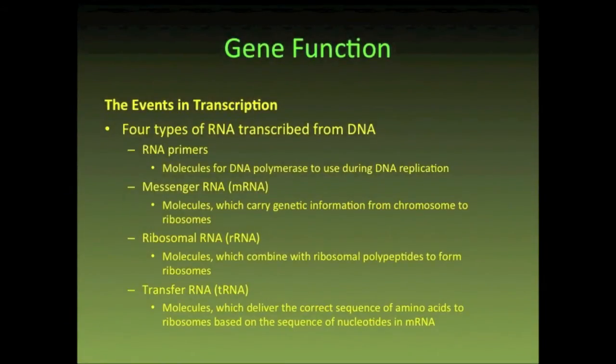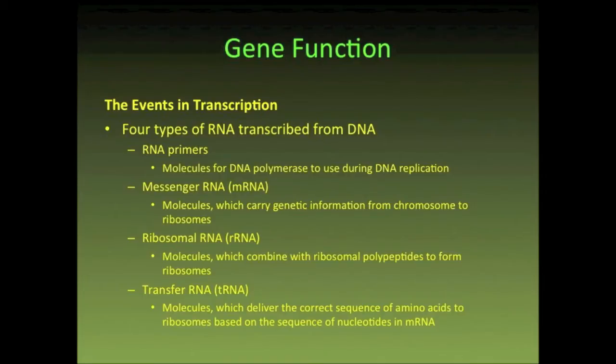Let's examine transcription in more detail. There are several types of RNA that can be transcribed from DNA. RNA primers are forms of RNA produced to allow DNA polymerase to begin to construct new DNA nucleotide sequences during DNA replication. RNA primers were discussed in a previous video. Messenger RNA, also known as mRNA, is the type of RNA that carries the genetic information for the sequence of amino acids from the DNA to the ribosome.